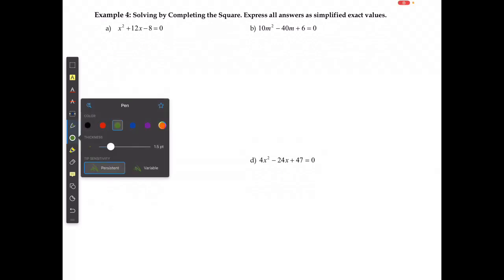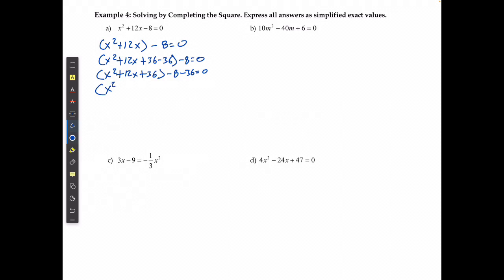I can complete the square to solve all of these and answer them as simplified exact values. I'm going to do the same process I did in the last case. So I'm going to complete the square. X squared plus 12x minus 8 is equal to 0. X squared plus 12x plus 36 minus 36 minus 8 is equal to 0. X squared plus 12x plus 36 minus 8 and minus 36 is equal to 0. And x plus 6 squared minus 44 is equal to 0.